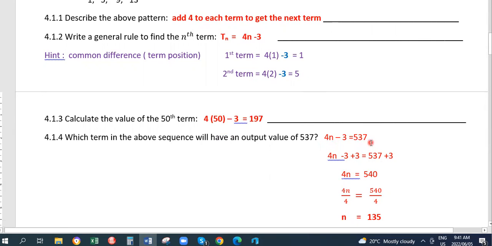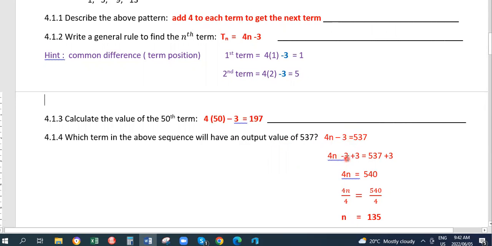Through trial and error, you will probably get 135. 4 times 135 minus 3 is going to give me 537. But we can solve this. 4 times what minus 3 is equal to 537. So what we do is we solve for n. So we need to get rid of minus 3.